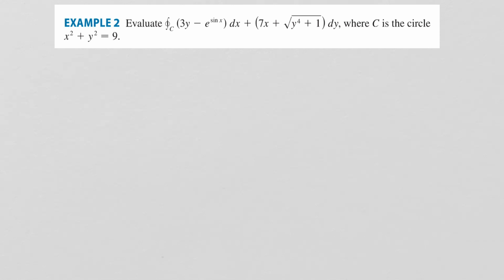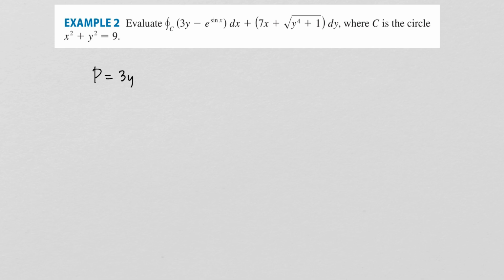So to do this problem here, let's go ahead and just go straight to Green's theorem. Let's notice that we are integrating this expression on the curve C, where C is the circle of radius 3 centered at the origin, okay? So let's identify P and Q.